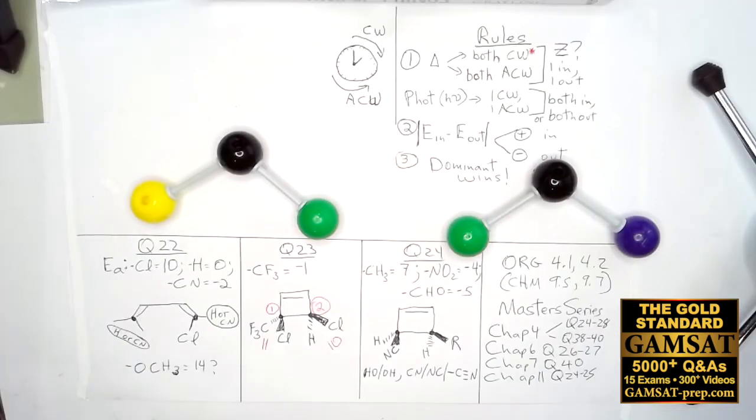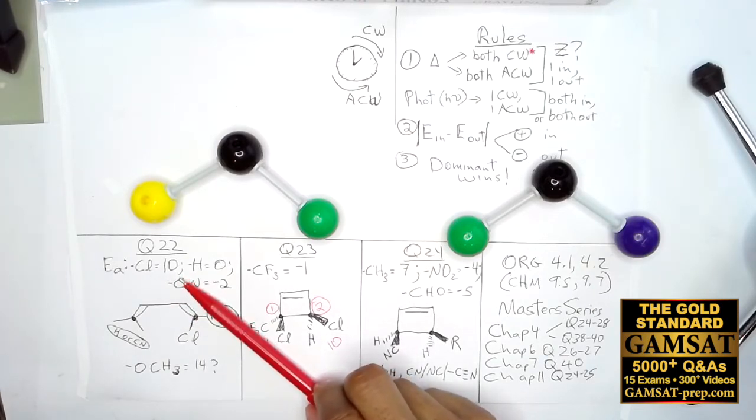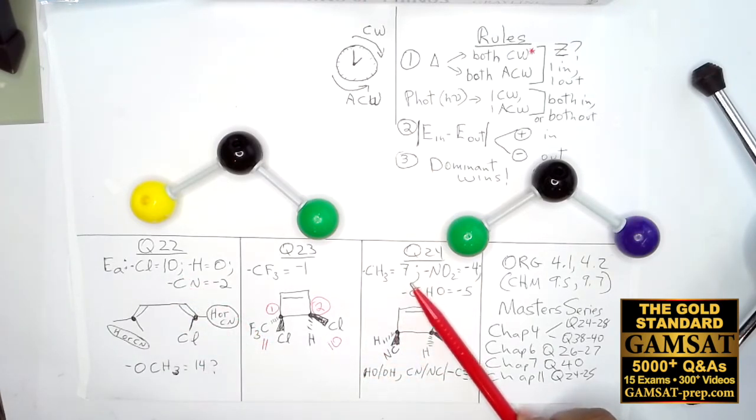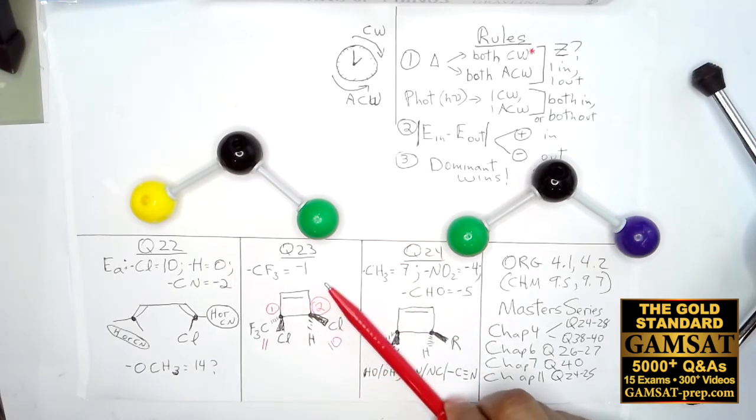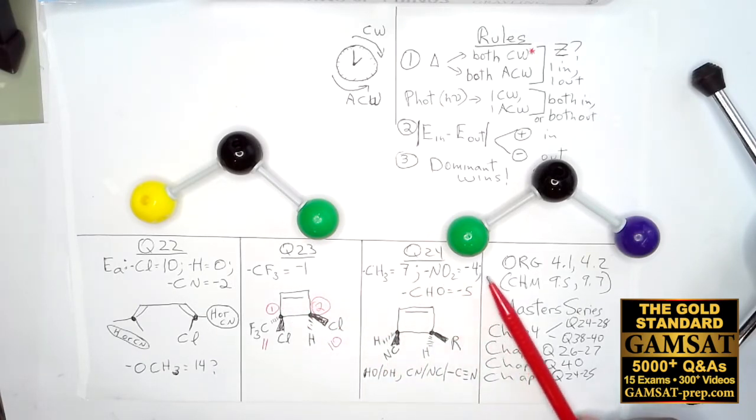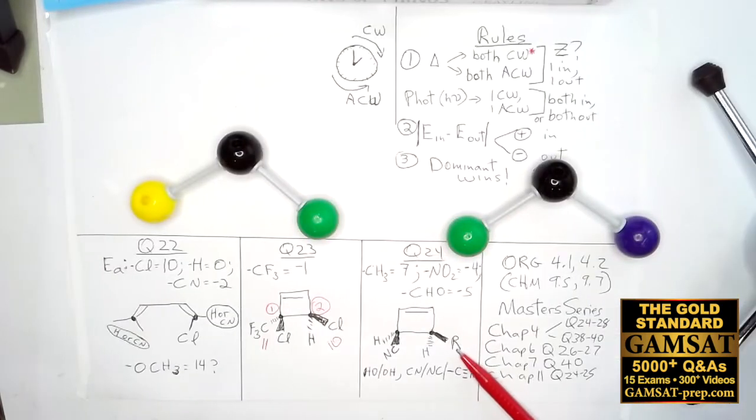Okay, so let's move on to question 24. So, following structure. So we have the methoxy group, which is plus 14. We have chloride at plus 10. We have a methyl group, which is plus 7. So we have 3 positive groups that are driven to move inwards. We have CF3 at minus 1, NO2 at minus 4, and CHO minus 5. It is photochemically promoted, and we are asked under which circumstances would the R group rotate in.